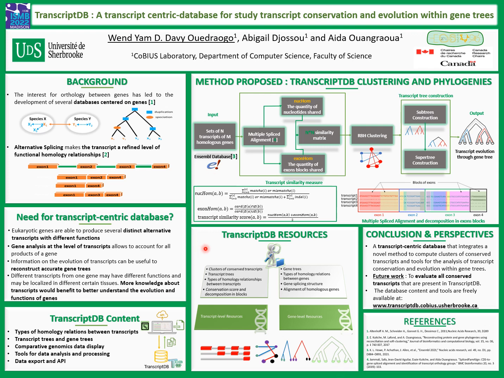What type of data can you get in TranscriptDB? We can get transcript-level resources like transcript clusters, transcript trees, and stable ID mapping for transcript trees, and the decomposition of exon blocks and the conservation scores. Also, we can get gene-level resources like gene splicing structure and the set of exons. We can also get gene trees and the types of homology relationships between genes and the alignment of all homologous genes.